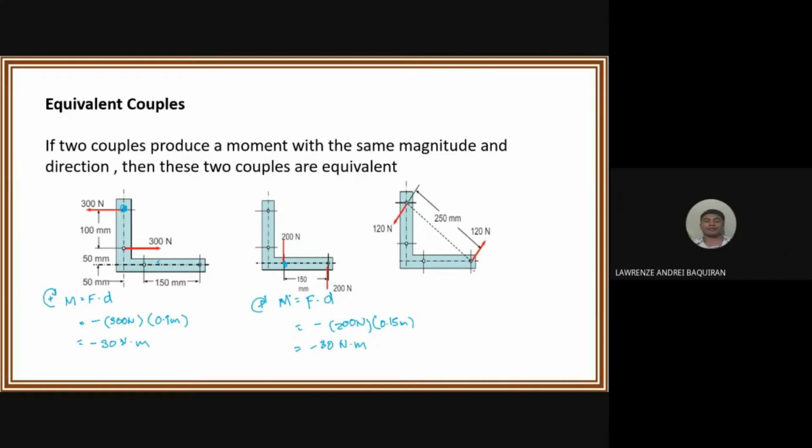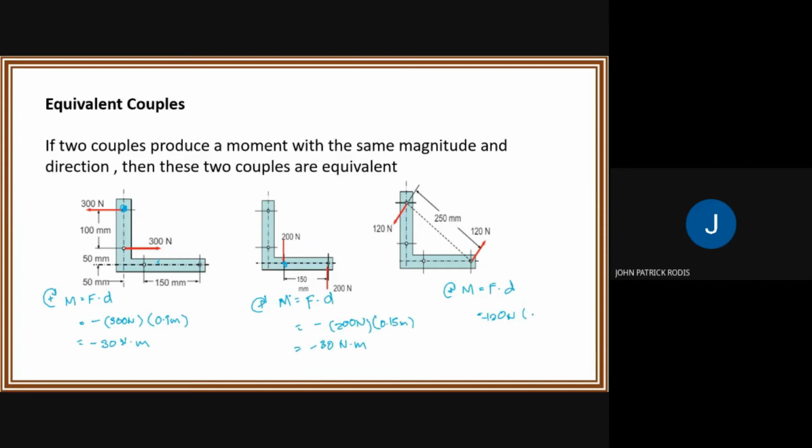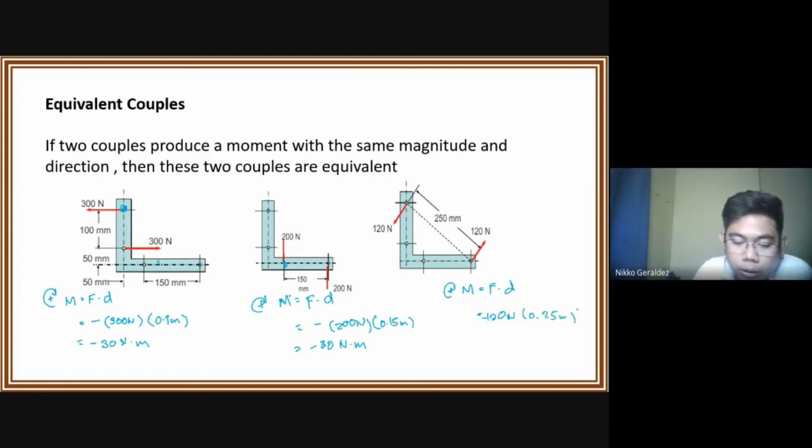And last, ito. Clockwise positive, moment equal to force times perpendicular distance. So, negative 120 Newton times perpendicular distance, 0.25 meter. Ano sagot? 30, sir. And that is negative 30 Newton meter. So, equivalent couple sila, kasi same magnitude and same direction. Equivalent couples.